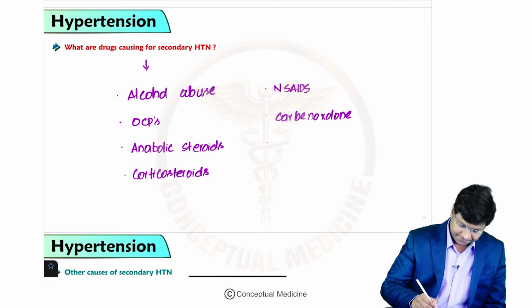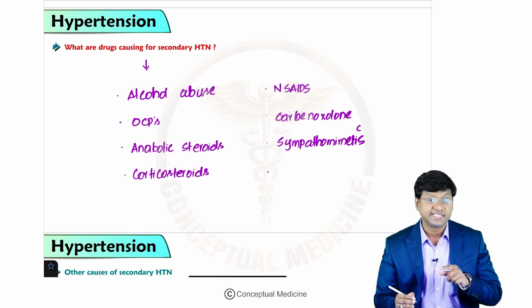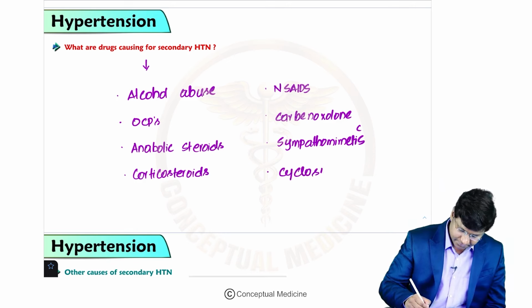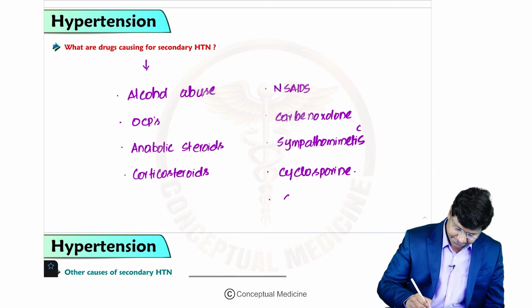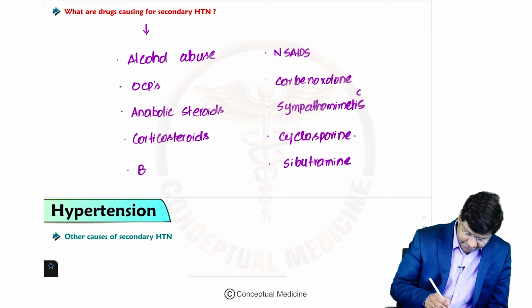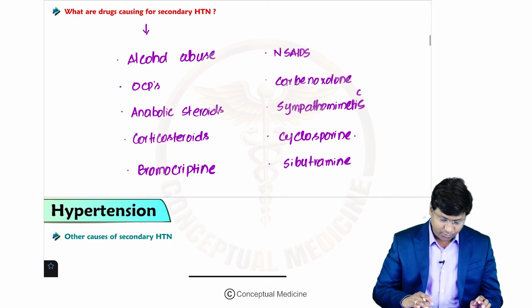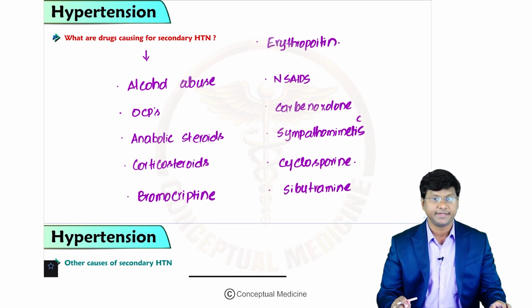Next we have sympathomimetics, next followed by cyclosporin, next sibutramine, next bromocriptine, right? And the next important drug which we use in chronic renal failure is erythropoietin. So these are all the drugs which will cause secondary hypertension. Now we have discussed renal causes, endocrine causes, and as well as the drugs.